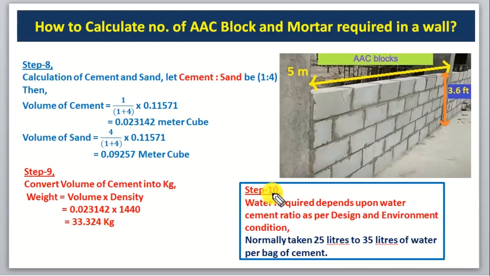So step number 10, we have to calculate water required. Okay guys, so water required depends upon the water cement ratio as per design and according to environment condition. But guys, normally we take 25 liter to 35 liter of water per bag of cement. If the environment is hot, then we can use 32 to 35 liter of water, and if the weather is cold, then we can use 25 or 26 liter of water in 1 bag of cement.